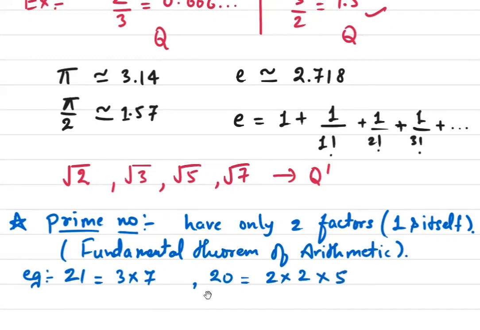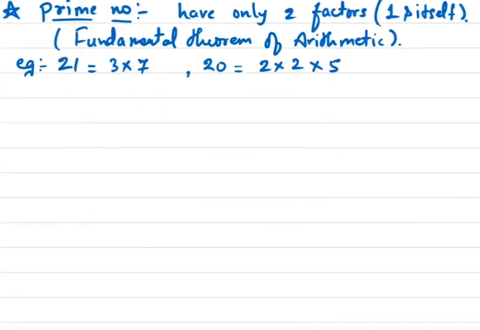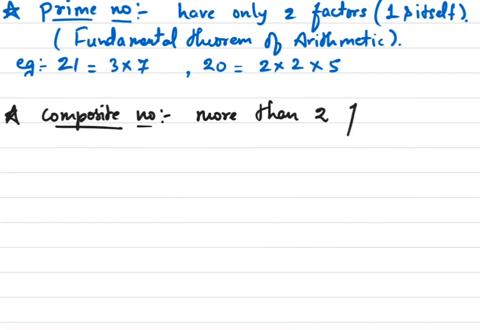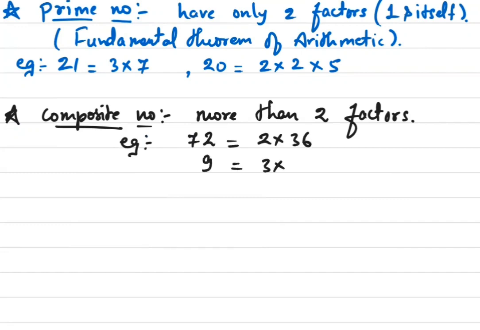The next set of numbers, something which is not prime, is called composite numbers. So what are composite numbers? Any number that has more than two factors is called a composite number. For example, it could be 72, which can be written as 2 into 36. Similarly, one more example could be 9, which is 3 into 3. Basically, any number which has more than two factors is composite. Now, mind it, one is neither a composite nor a prime number.